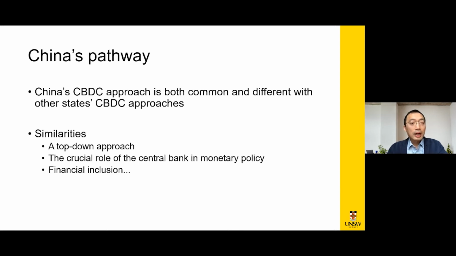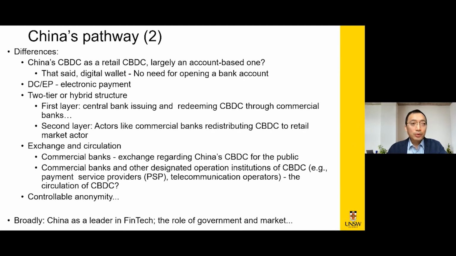Next slide, please. Then let's look at what the differences are. One of the major differences, if we compare with what we have seen, is that Chris has mentioned that in Australia it's more about wholesale CBDC, while the Chinese one is a retail CBDC, publicly available to individual users. And it's an account-based one, which means that it's a cash-like liability of the central bank. The users may link the CBDC with their bank accounts. They're largely connected with commercial bank accounts.